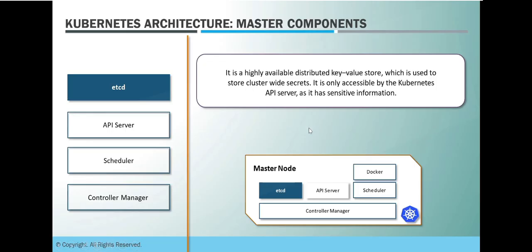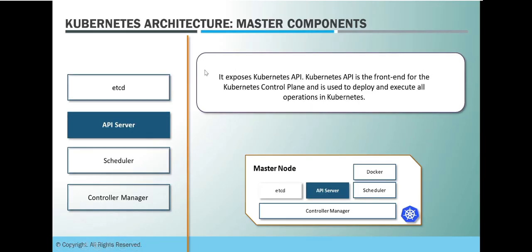So next is the API server. The API server exposes Kubernetes APIs. APIs are application programming interfaces and endpoints using which you can access the particular service they are meant for. So the Kubernetes API is the front end for the Kubernetes control plane. The control plane is your master node, and using the API only you can access the master node services, and it is used to deploy and execute all operations in Kubernetes.